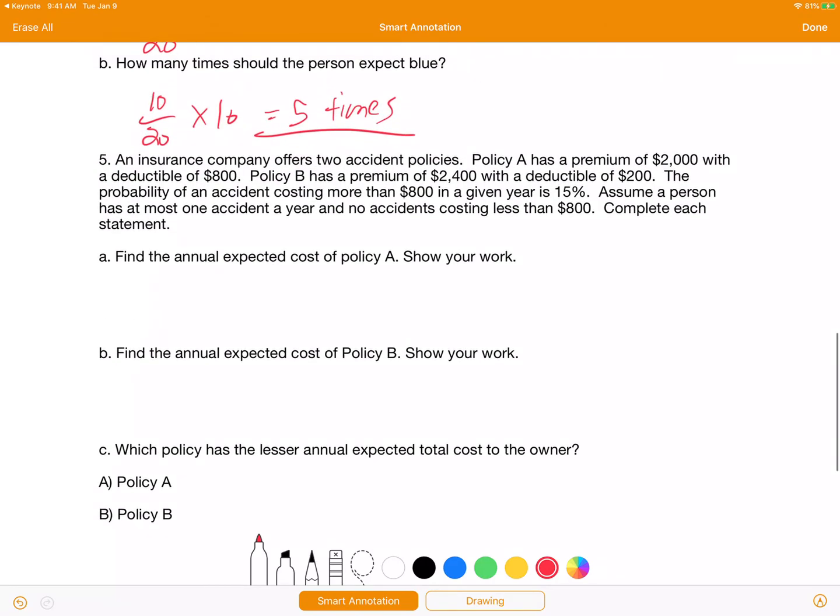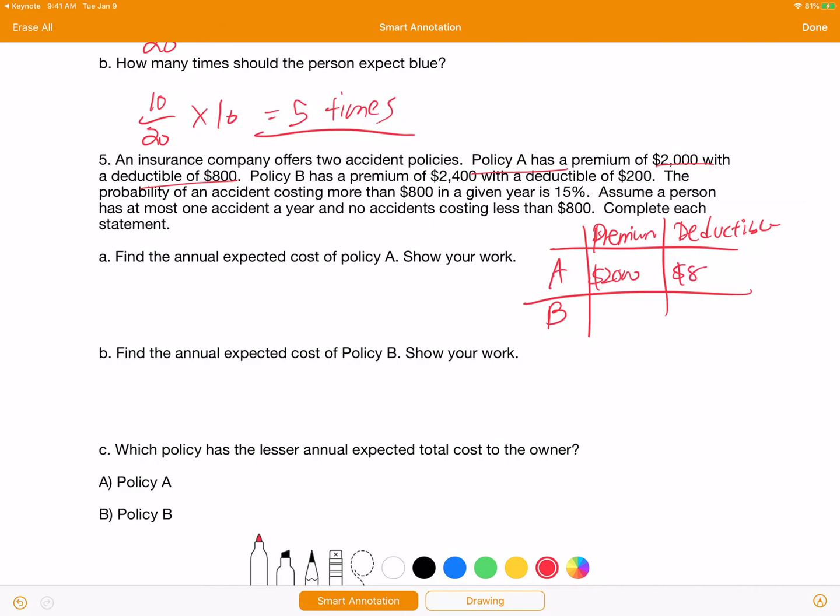Last question is your insurance policy question. An insurance company offers policy A with a deductible of $800. So if I just make a little chart here, this is your premium and this is your deductible. This is $2,000 and this is $800. Policy B has $2,400 and a deductible of $200.